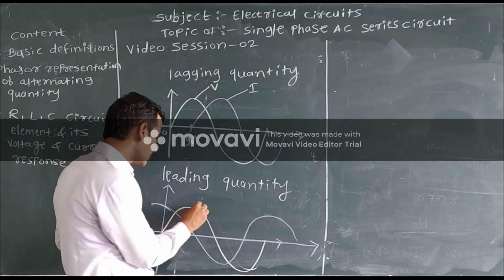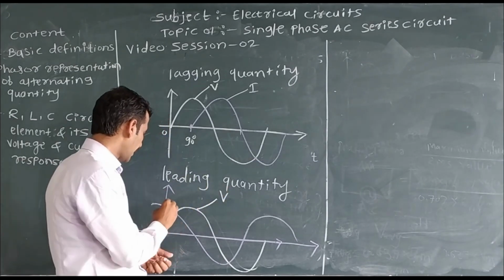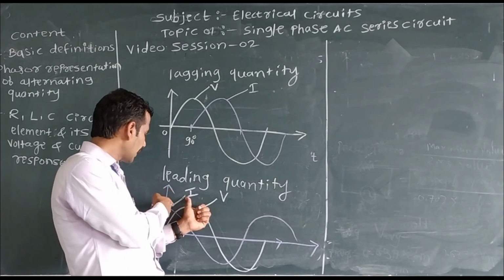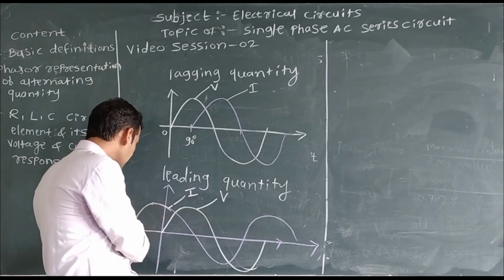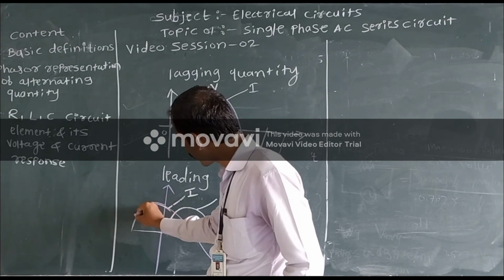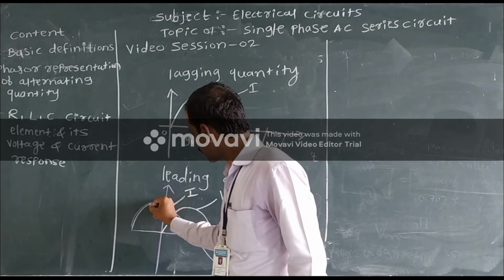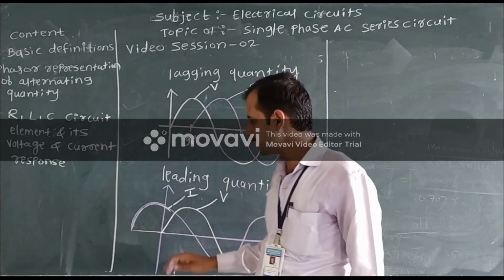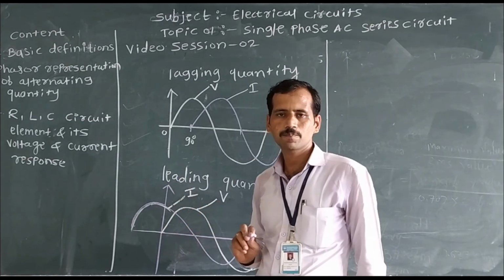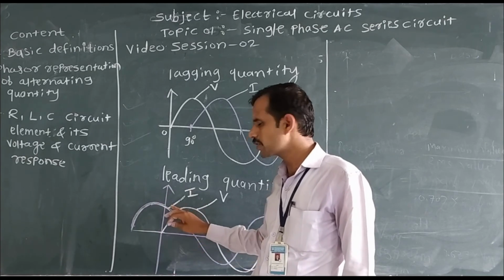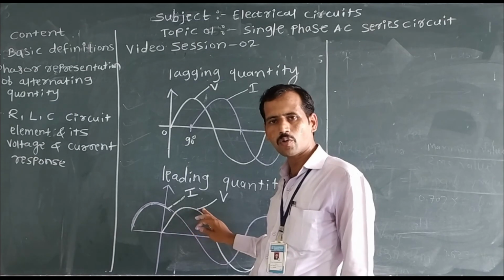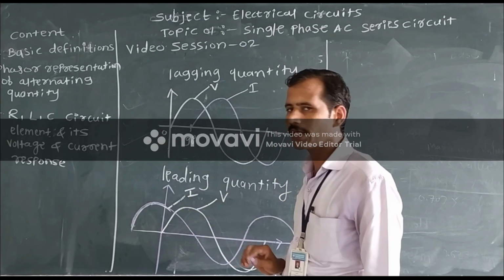Means here we are considering voltage V and this has a current I. So that current will reach its zero and maximum value earlier than the voltage quantity, that is known as leading quantity. A leading quantity is a quantity which will reach its zero and maximum value earlier than the voltage quantity or other quantity.